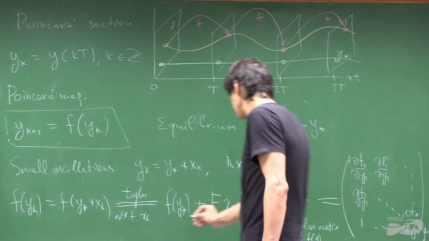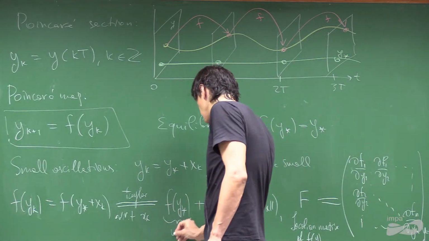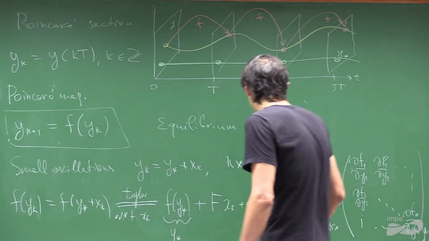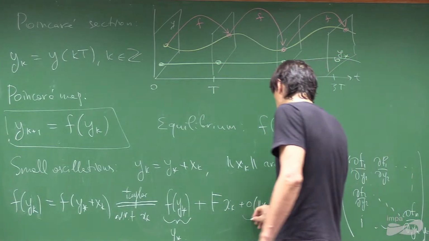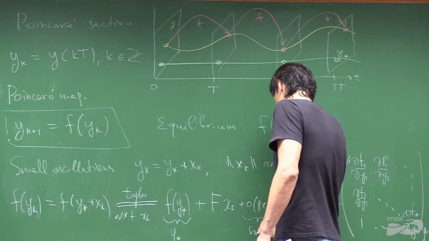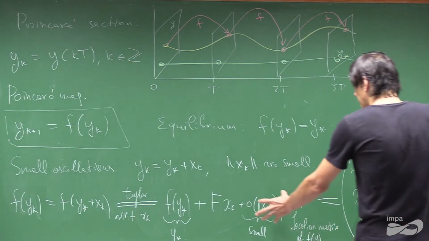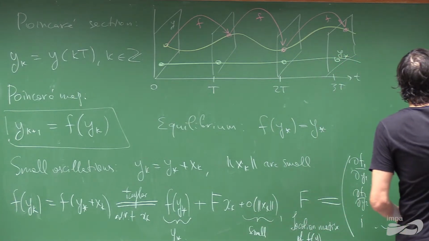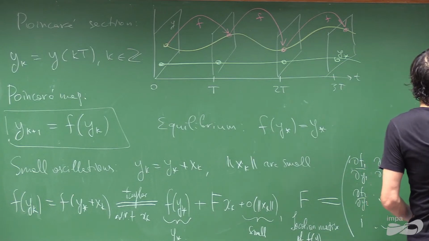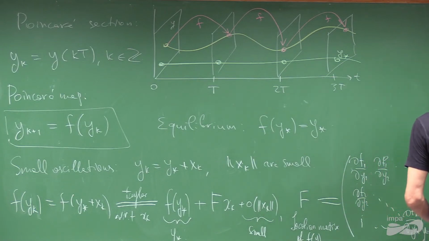So next, remember that this is just y star because of the equilibrium condition, and this is small. So for linearized equations, you neglect this part, and you get the linearized system.